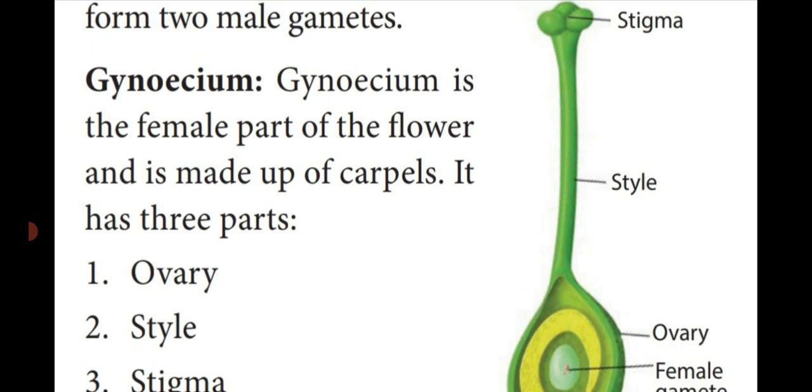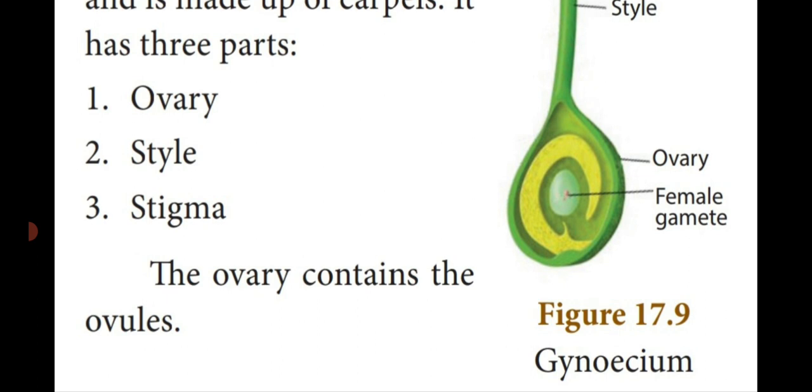Dear students, this diagram is also very important for a 2-mark question: draw the structure of the gynoecium and label the parts. The basal one is the ovary, the middle portion is the style, and the tip portion is known as the stigma. So these are the three parts of the gynoecium. Then the inner side of the ovary has the egg or ovules.